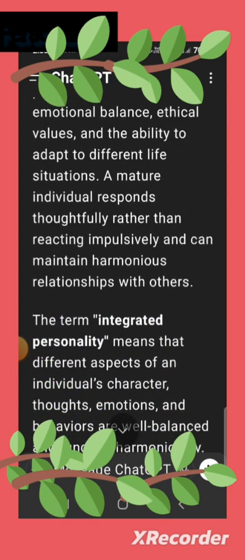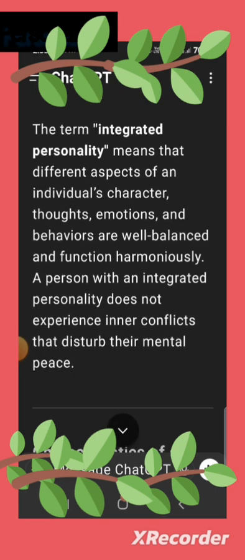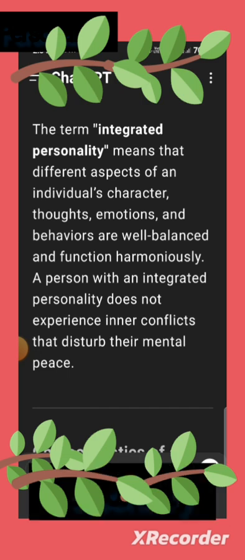The term integrated personality means that different aspects of an individual's character, thoughts, emotions, and behaviors are well balanced and function harmoniously. A person with an integrated personality does not experience inner conflict that disturbs their mental peace.